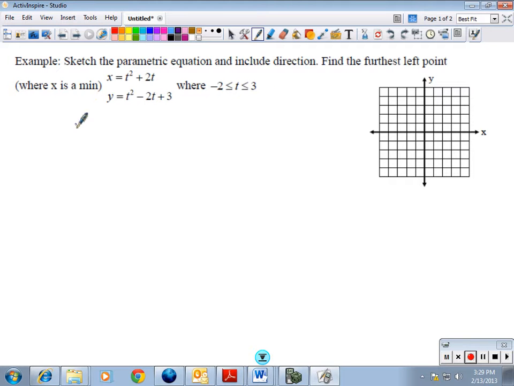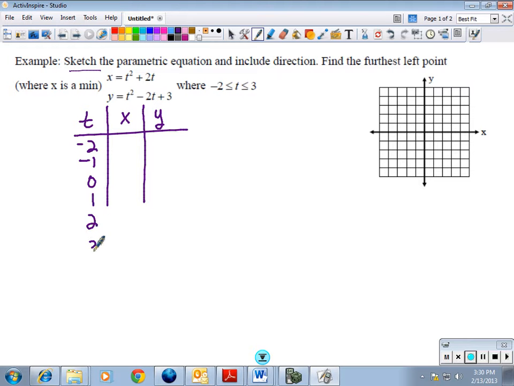Okay, first thing I'm going to do, it tells me to sketch it. So I'm going to make me a t, x, y chart. And I just typically use negative 2, 0, 1, 2, and 3. Why would I use that? Because it tells me to go from negative 2 to 3. And it's just the easiest way.